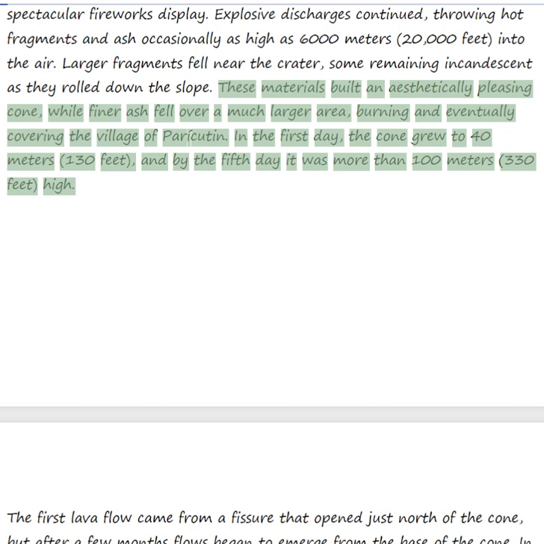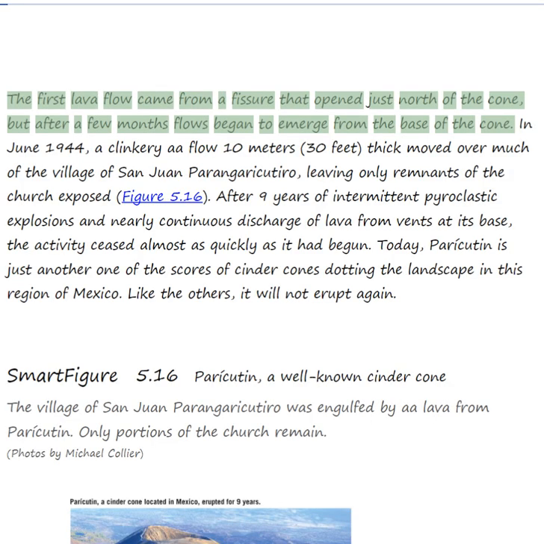These materials built an aesthetically pleasing cone, while finer ash fell over a much larger area, burning and eventually covering the village of Paricutin. In the first day, the cone grew to 40 meters, and by the fifth day it was more than 100 meters high. The first lava flow came from a fissure that opened just north of the cone, but after a few months flows began to emerge from the base of the cone.